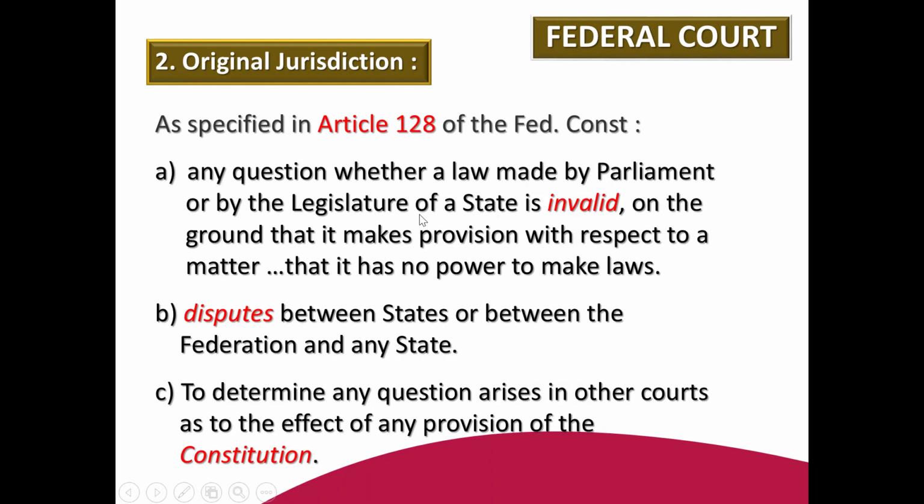The second jurisdiction for the Federal Court is original jurisdiction ataupun bidang kuasa asal. Under Article 128 of the Federal Constitution, there are three kinds of original jurisdiction. Maknanya, the following cases will start ataupun will originate from this court. Kes-kes sebegini tidak akan dibawa ke mahkamah lain. Only the Federal Court has the jurisdiction to try the cases involved.